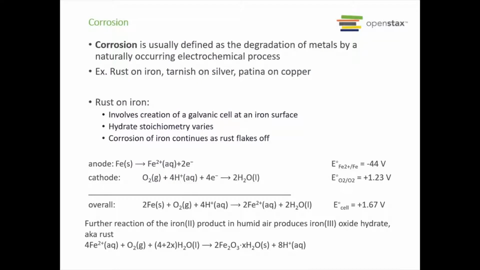So corrosion is generally defined as the degradation of metals by a naturally occurring electrochemical process. For instance, rust on iron, tarnish on silver, or patina on copper. If we were to look at iron rusting, this involves the creation of a galvanic cell at the surface of the iron. So there's some stoichiometry variation in the iron hydrate that is made. And then this iron corrosion is actually continuing to happen as the rust flakes off.